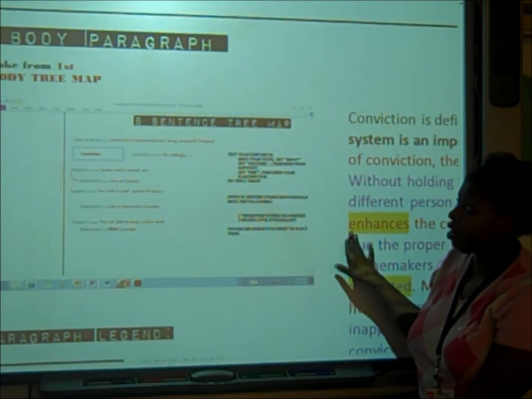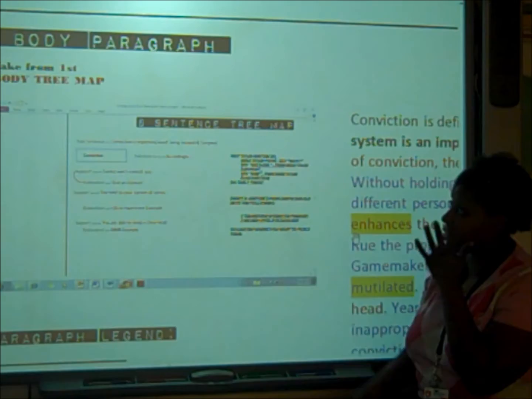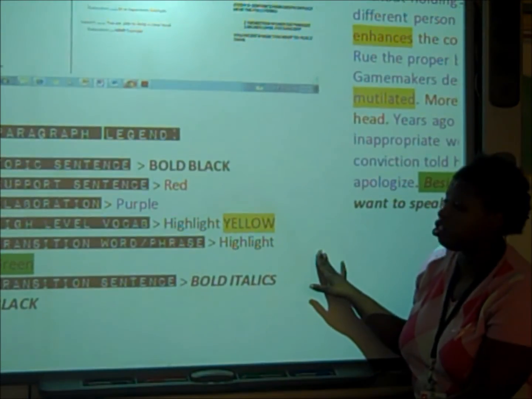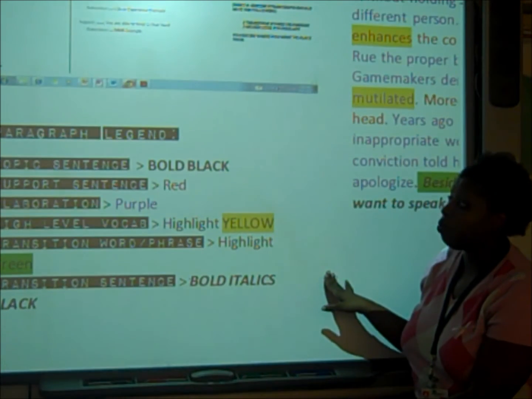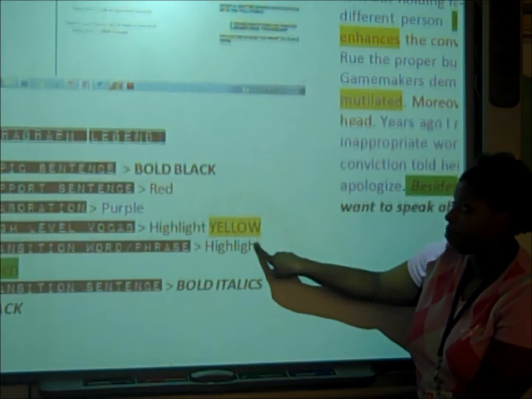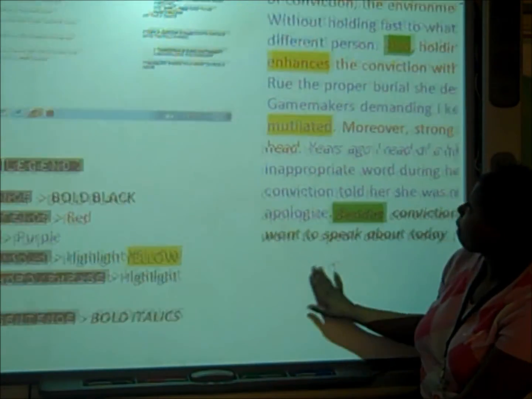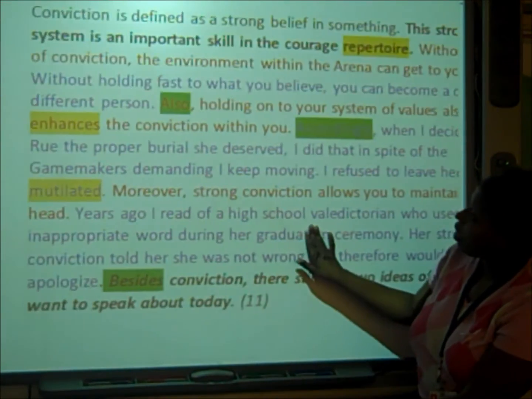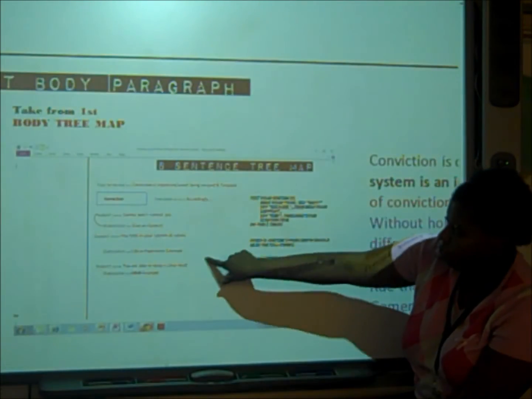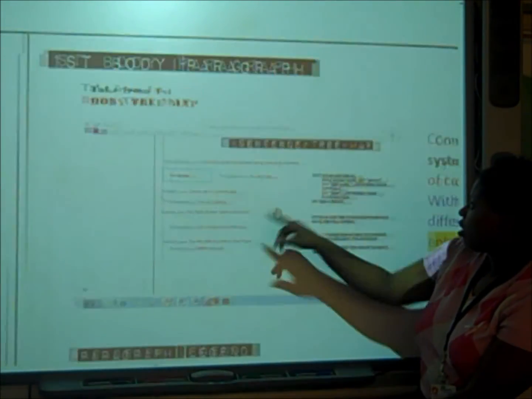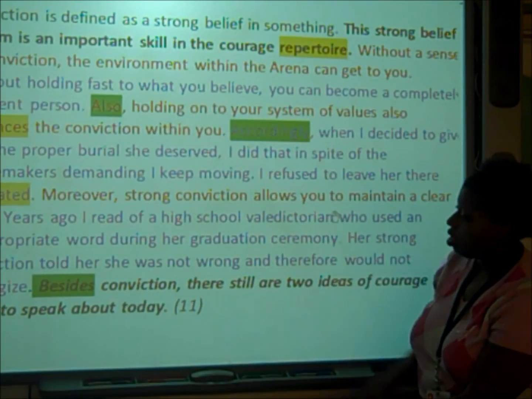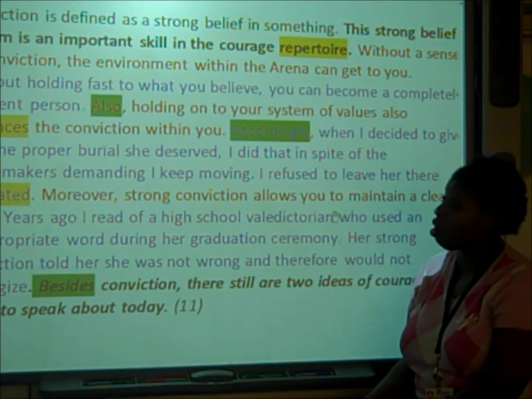My first body paragraph, because that's what I would write next. This is a legend. Make sure you pay attention to this legend, because on Friday, before you turn in your paper, you have to highlight your paper exactly like this. And then bam, I took from my tree map about conviction, I took it and wrote this. And of course, you feel free to read it on your own.